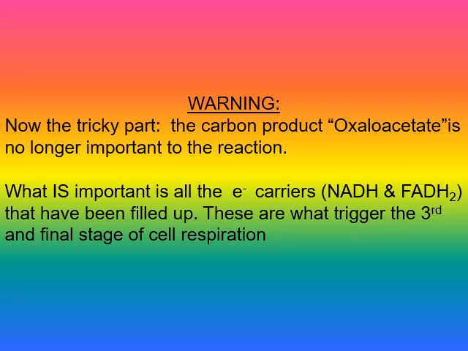So the first tricky part about the third stage is that the last carbon chemical we ended with, oxaloacetate, is not really important. It's still back in the citric acid cycle, repeating itself. Remember, the cycle keeps going in a circle. So oxaloacetate is not going to show up here. What is important is, as I said before, the electron carriers, all the FADH2s and the NADHs that have been filled up. These are what actually trigger the third and final stage of cell respiration. So be aware, oxaloacetate, the carbons, don't try to follow the carbons past stage 2. It won't help you. You have to follow the electron carriers.